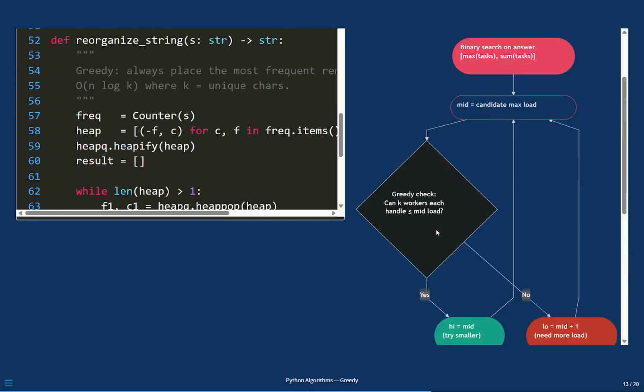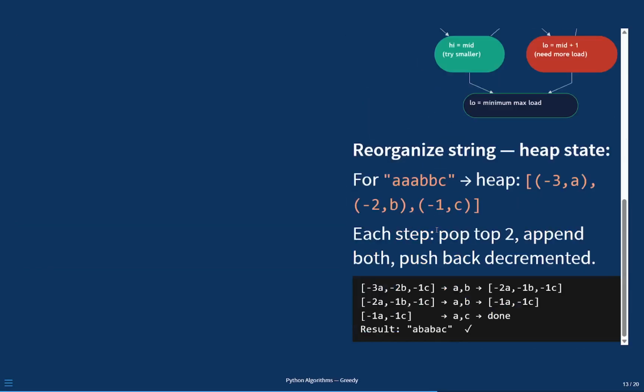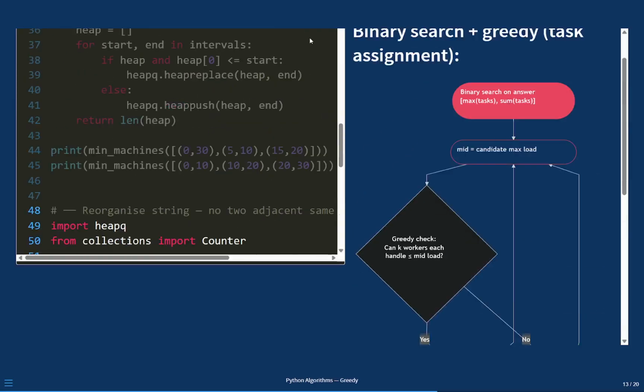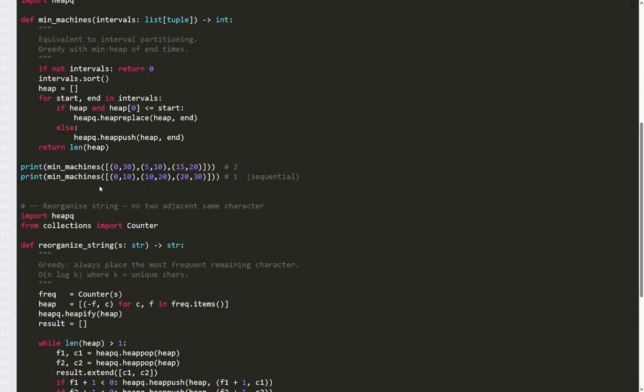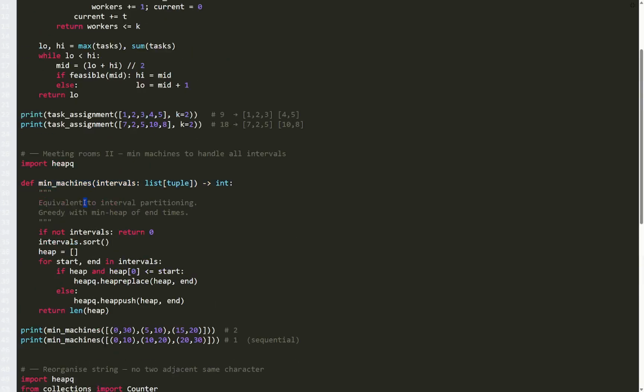Min Machines, equivalent to interval partitioning, uses a min heap storing the end times of active jobs. For each new job sorted by start time, if the heap's minimum end time is at or before the new job's start, replace it, reusing that machine. Otherwise, push the new end time onto the heap, opening a new machine. The heap size at the end is the minimum number of machines needed.